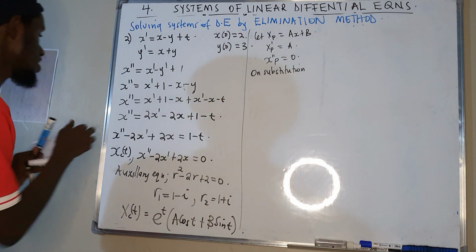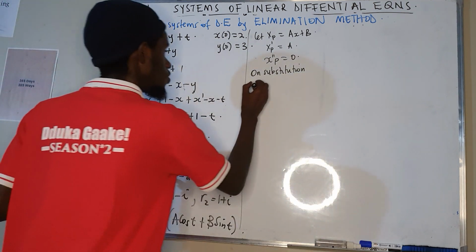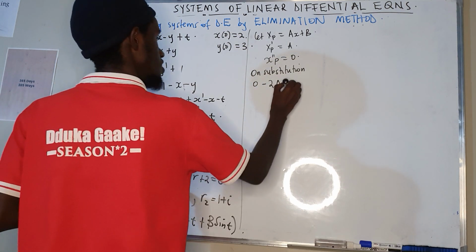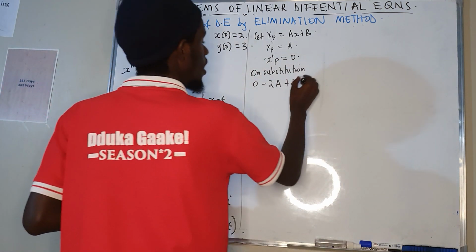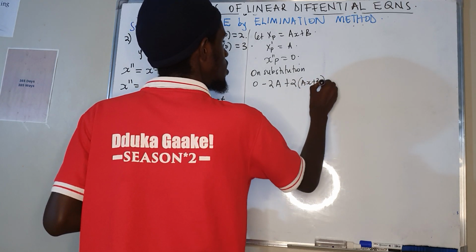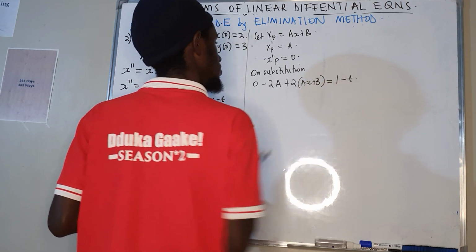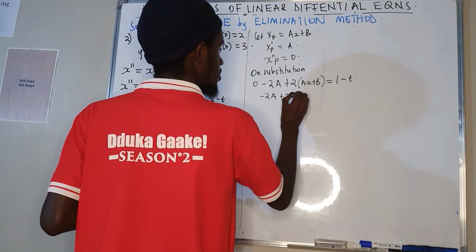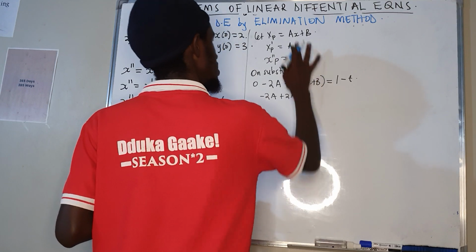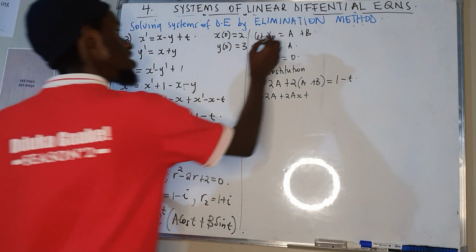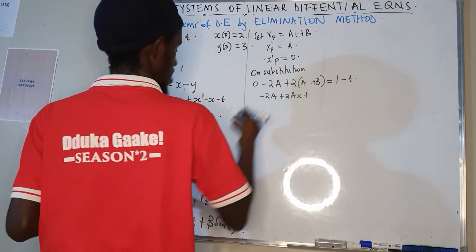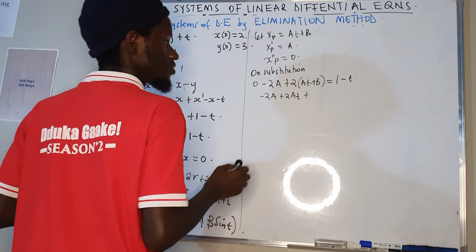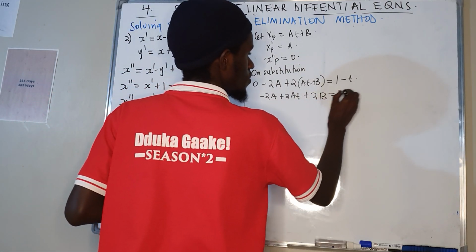On substitution, the second derivative is 0. I have 0 minus 2 times the first derivative, which is a, plus 2 times x, where x is at plus b, equals 1 minus t. It's the same thing as having negative 2a plus 2at plus 2b equals 1 minus t. Remember, I'm finding this in terms of t, so this should be at, not ax.